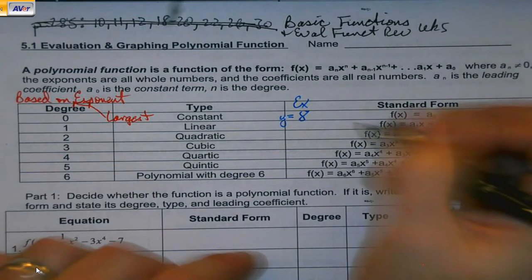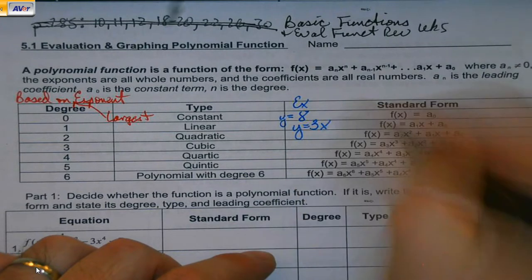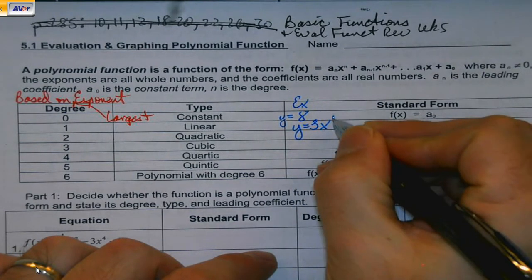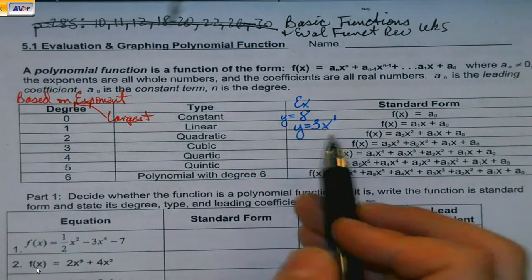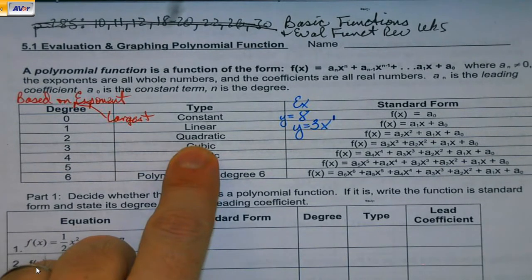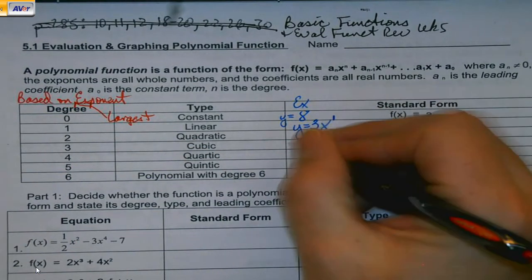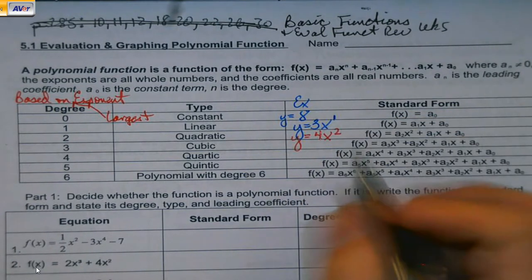Okay, if it's linear, so if I had like y equals 3x, because again, we know that if I don't see an exponent, we assume there's a 1 there. So I see the x to the first, well, it's going to be linear, it's going to make a line. We've dealt with those. Quadratics. So if I had like y equals 4x squared.